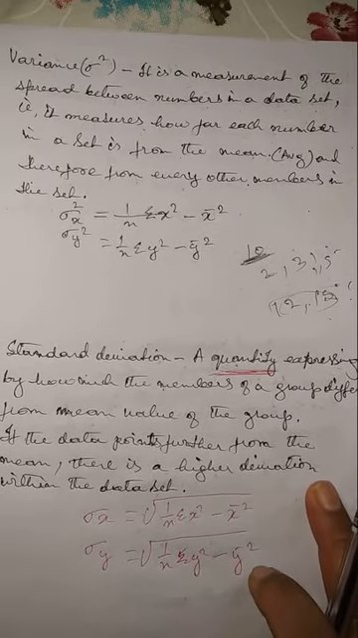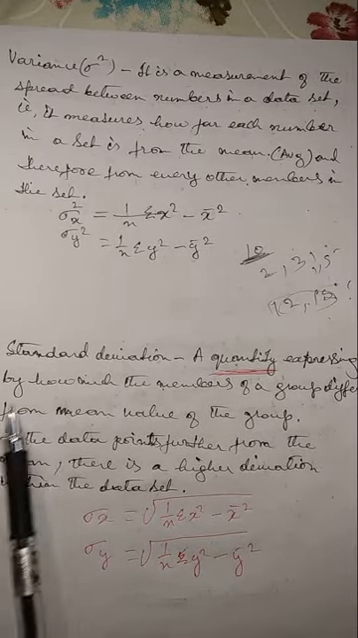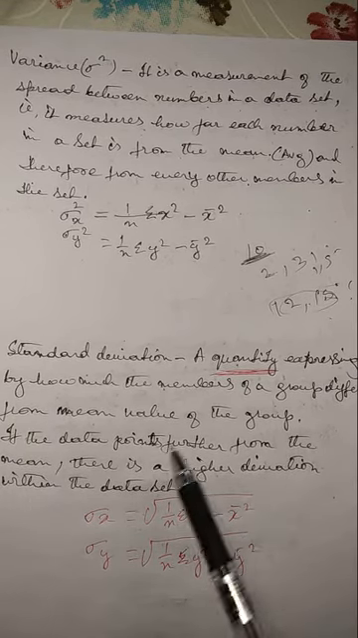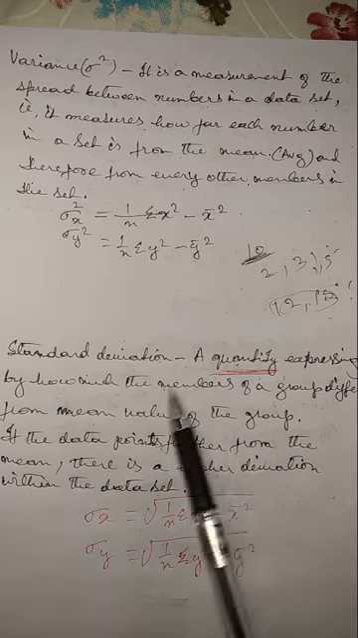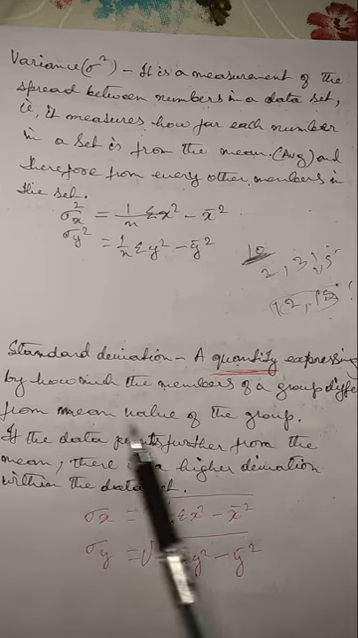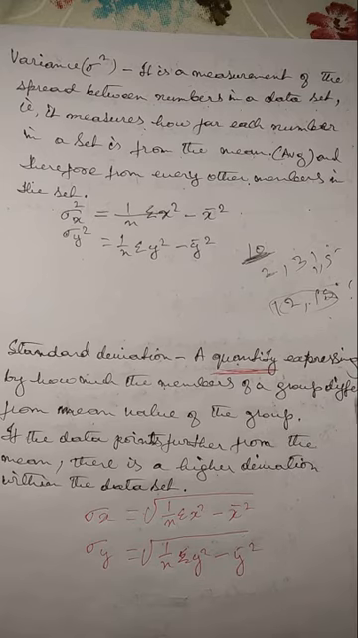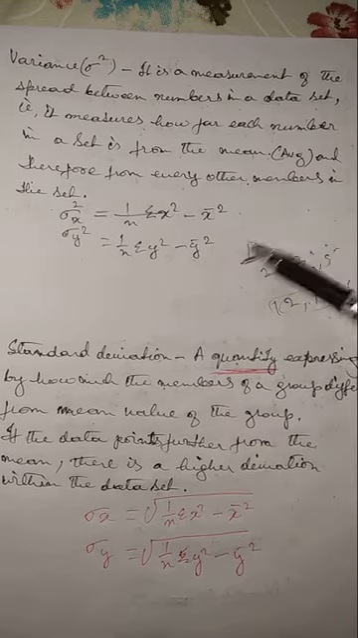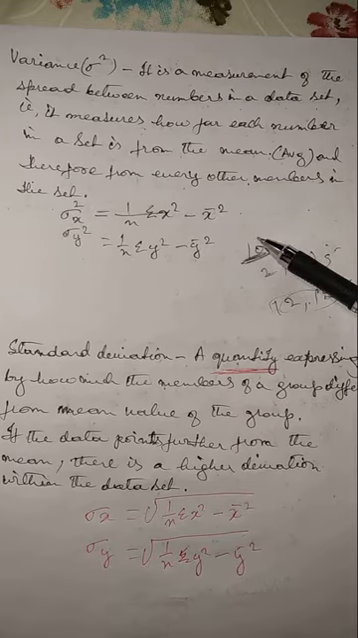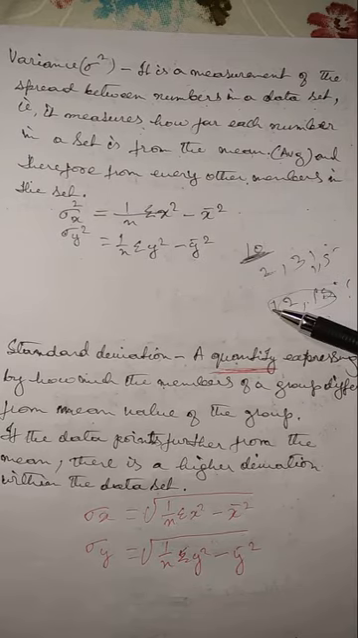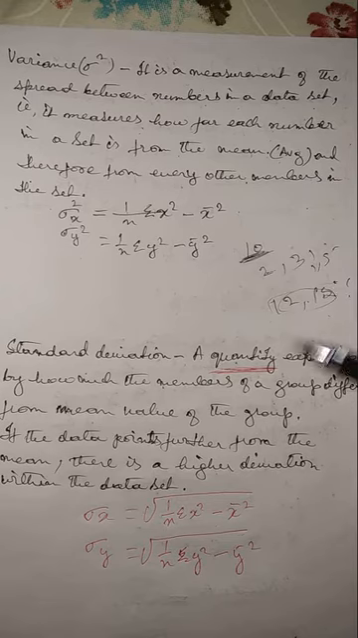The standard deviation is a quantity expressing by how much the members of a group differ from the mean value of the group. Say, for example, the mean value of the group is 10. Then that means how much the members of the group differ from 10. Like in the variance, how many members differ from 10, or how many members are far from 10.